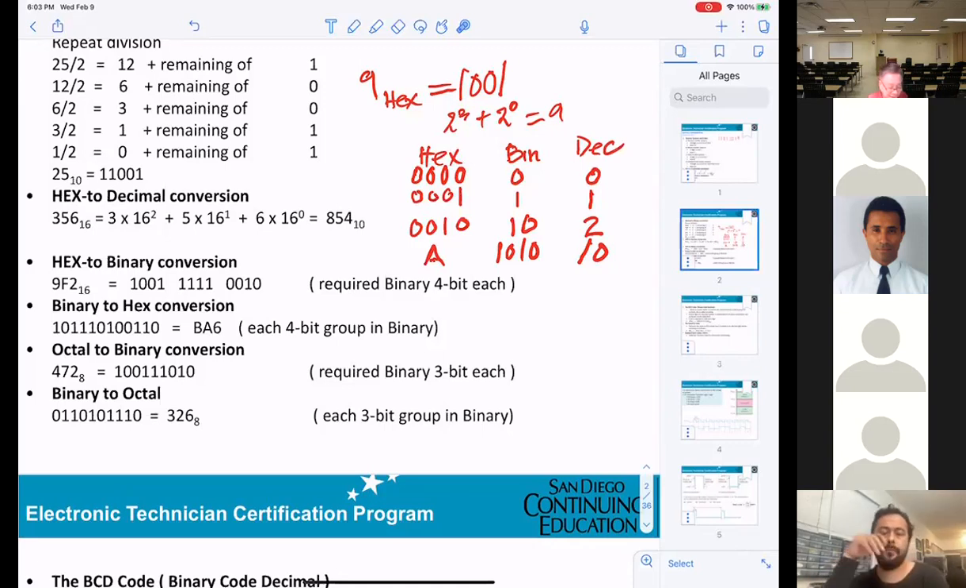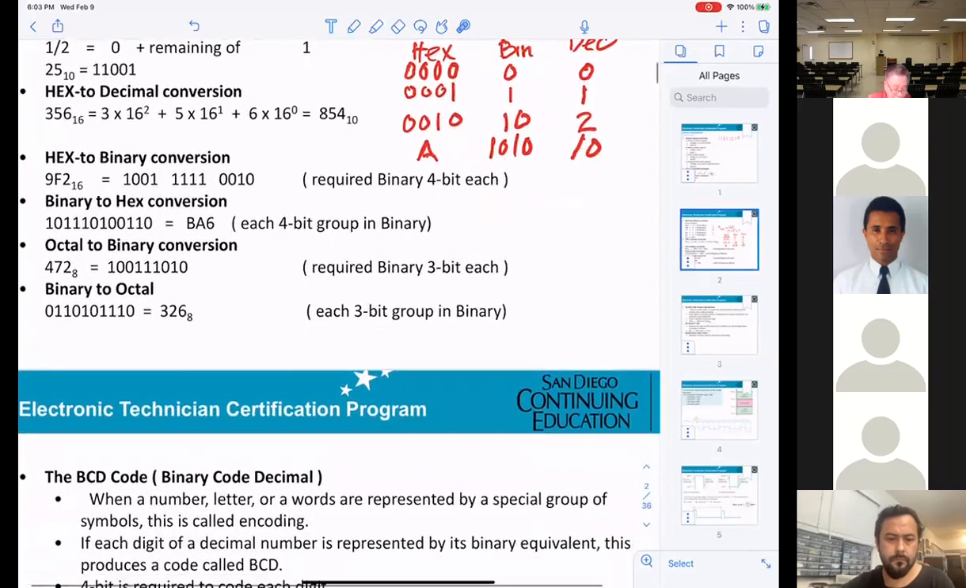Okay? And octal means base 8. So if you get 472 base 8, octal, you convert into the binary. Same thing: converting number 4 to binary, number 7 to binary. However, the requirement is only 3 bits, not 4. 3 bits. Okay. But we're not using octal.